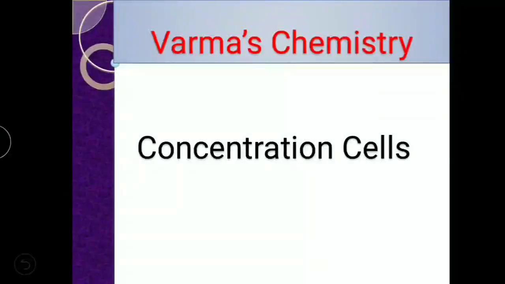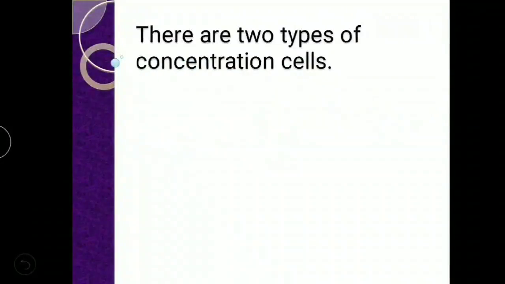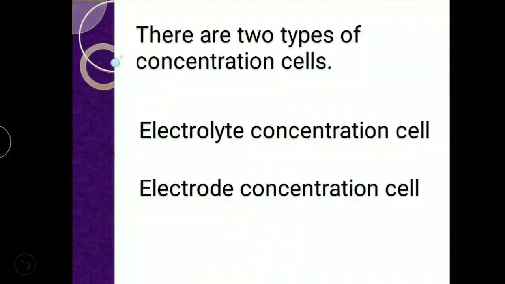This video is about concentration cells from the lesson Electrochemistry. A concentration cell is a galvanic cell in which both the half cells contain electrodes of the same material dipped in the same electrolyte but with different concentrations. There are two types of concentration cells: electrolyte concentration cell and electrode concentration cell.